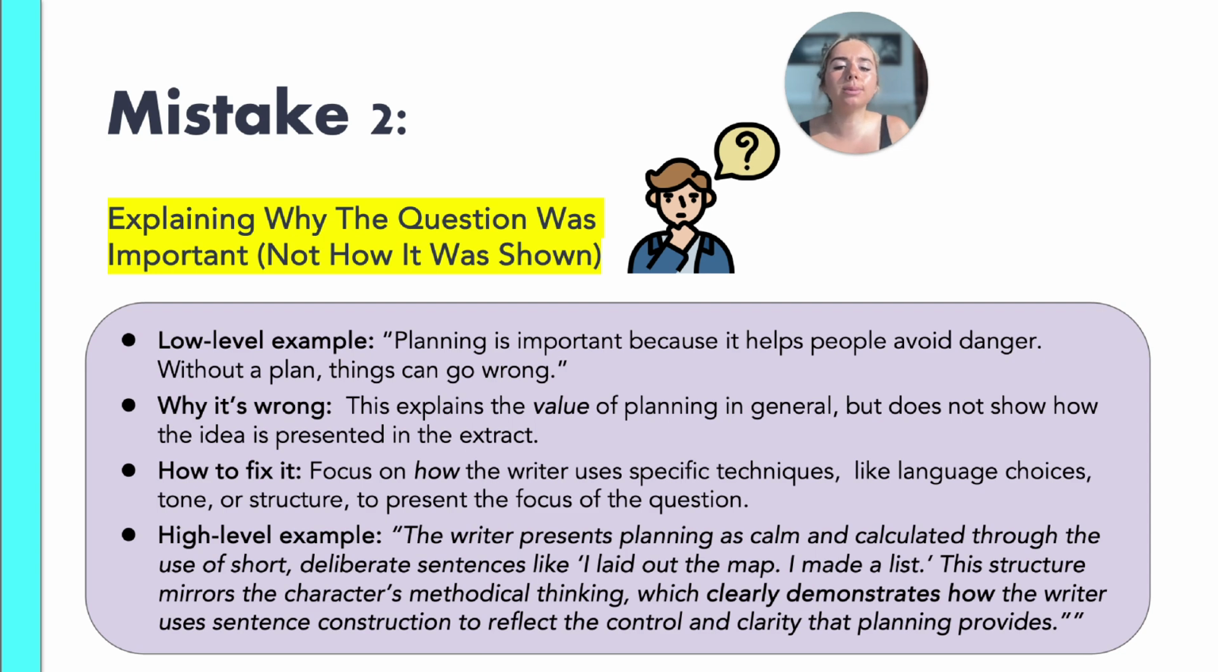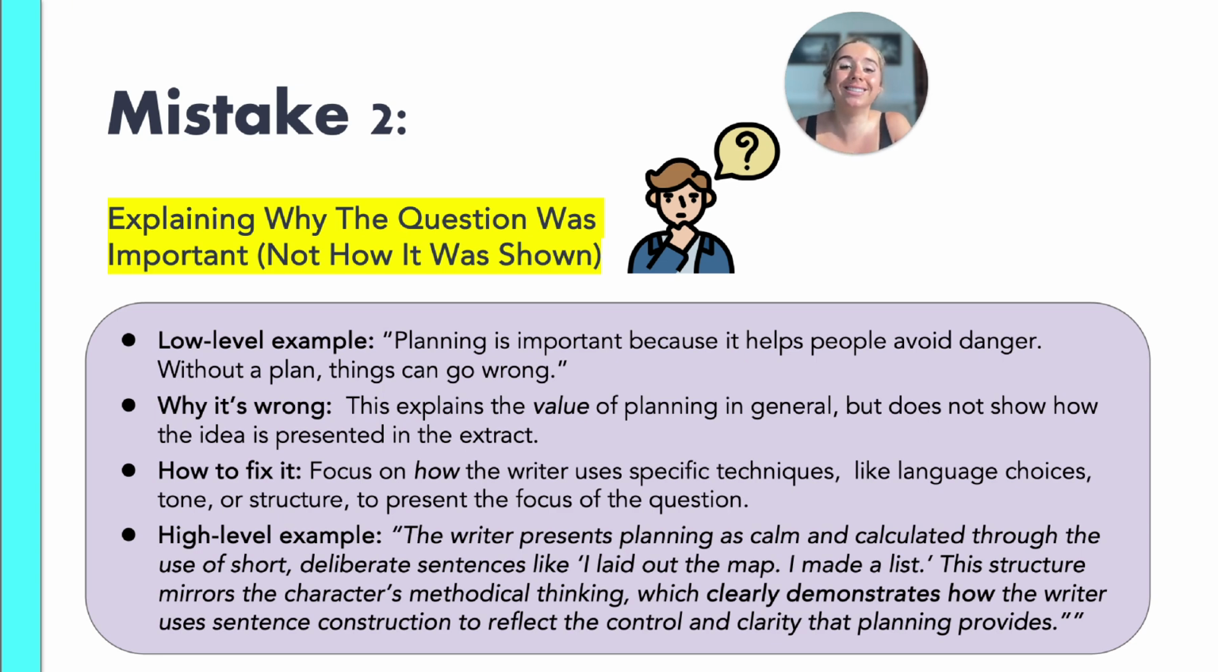So, for example: the writer presents planning as calm and calculated through the use of short, deliberate sentences, like 'I laid out the map and made a list.' This structure mirrors the character's methodical thinking, which clearly demonstrates how the writer uses sentence construction to reflect the control and clarity that planning provides. So you can see what I've done there. I've not just stated it, I've given how it shows that. How does it show that? It's because I've linked it back to planning and what it shows about planning. So the short sentences allow us to understand and really reflect on how methodical he is. So you can see the technique directly links back to what I'm saying. Really important thing to do.